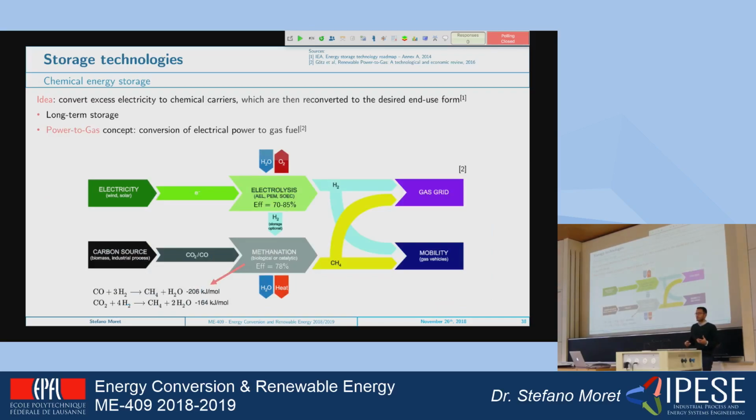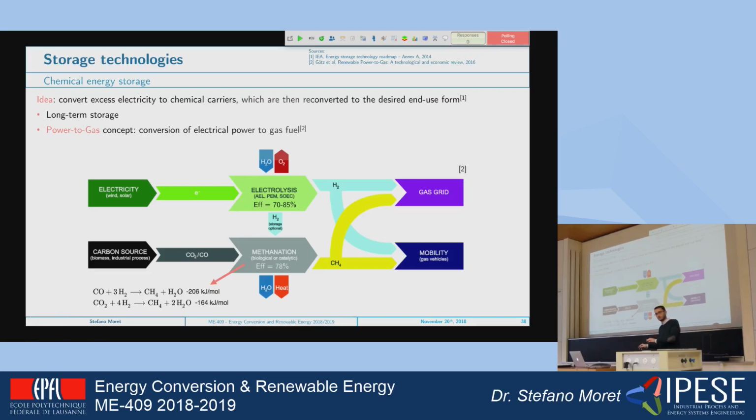The power to gas concept can work in various different ways. For example, this is a concept that is quite commonly envisioned for the energy transition. The idea here, for example, is to take the electricity, and have electrolysis either in a normal electrolyzer or in a reverse fuel cell.